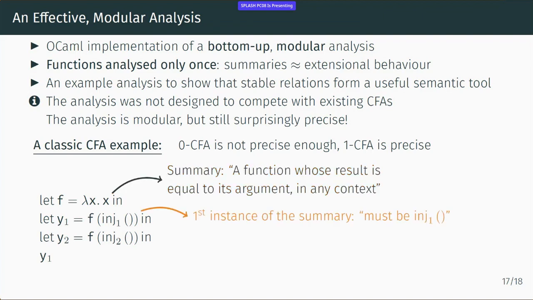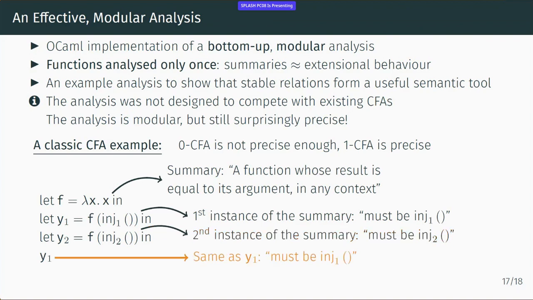Okay. And then we instantiate the first time this summary that tells us that y1 must be the first injection. Then we instantiate independently a second time the same summary. This tells us that y2 must be a second injection. And finally, we get as outcome what we had computed for y1, which must be the first injection. So in this case, we are on par with 1-CFA, although there is no context sensitivity at all.